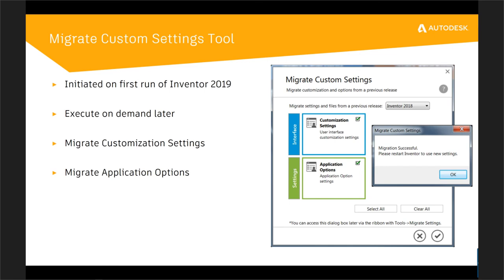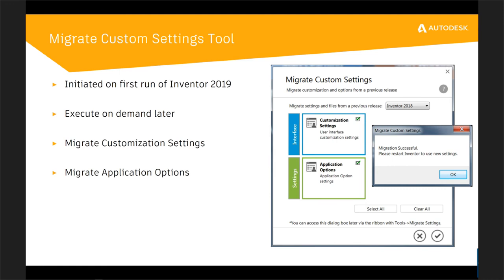From more of an administrative standpoint, we've added this Migrate Custom Settings tool. So if you've done a lot of work to customize your application options, your user interface, other things, and then every time you install Inventor, you have to do a fair amount of rework, you could always export your options as an XML file and save those and bring them across versions. But now you have this Migrate Custom Settings. It takes a look at your settings from prior releases and just migrates them over into 2019.